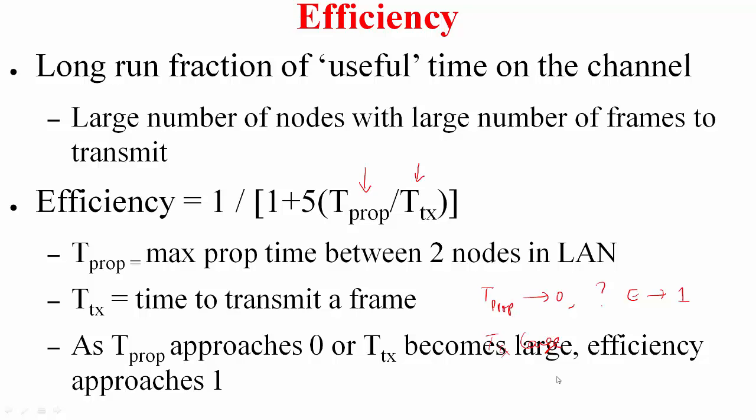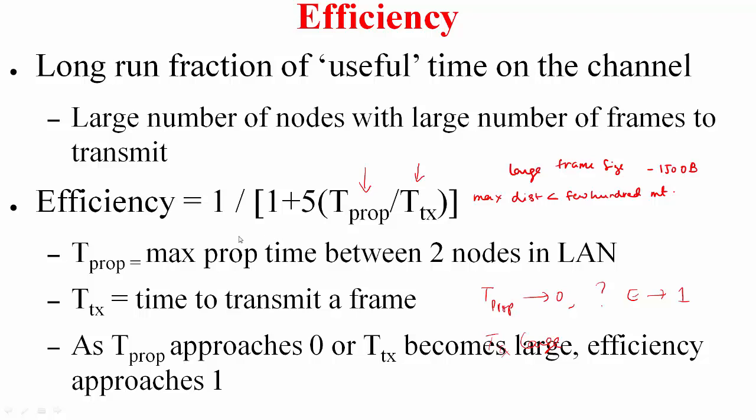So by carefully configuring the Ethernet, we can maintain very high efficiency. What do I mean by configuration? Basically by choosing very large frame sizes. Typically Ethernet uses 1500 bytes. Also ensuring this maximum propagation time between two nodes is small. So typically you operate under a few hundred meters. That is the max distance.